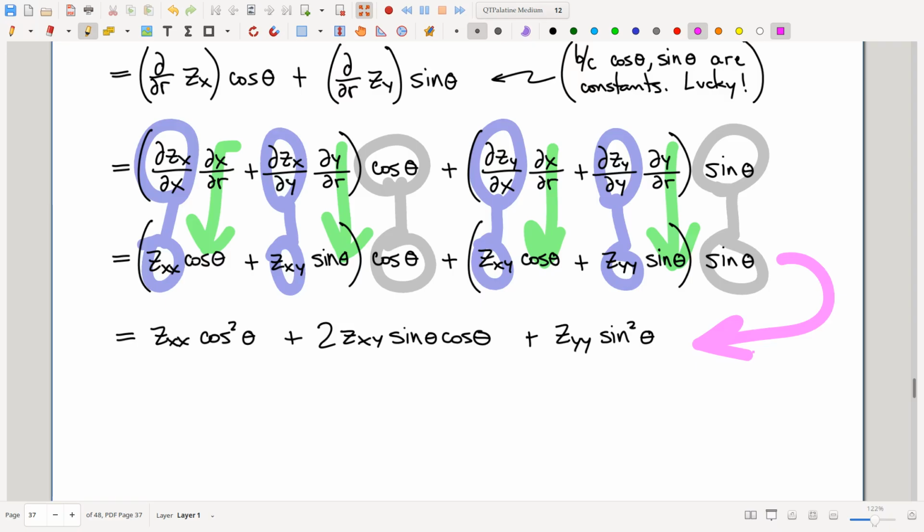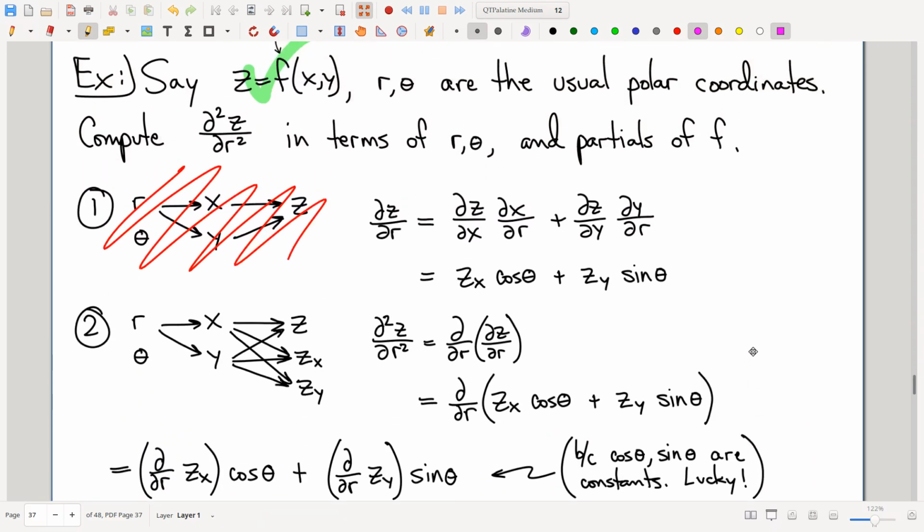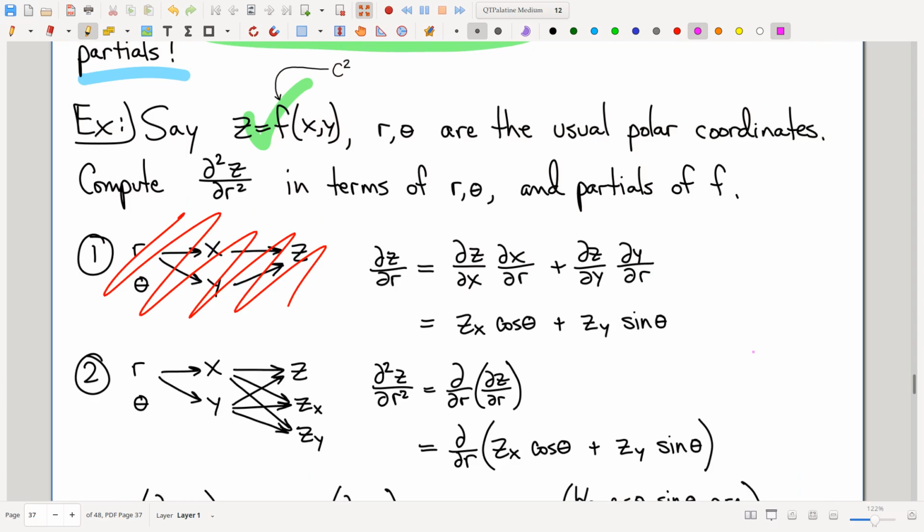Yes? Did that notation zx, y, does it matter if it's like x, y, or y, x? In this case, it does not, because we're given that this function is C2. And remember, we have a theorem that says that if you have a function that's C2, then the second order mixed partials are equal. So yeah, in this case, it doesn't matter.